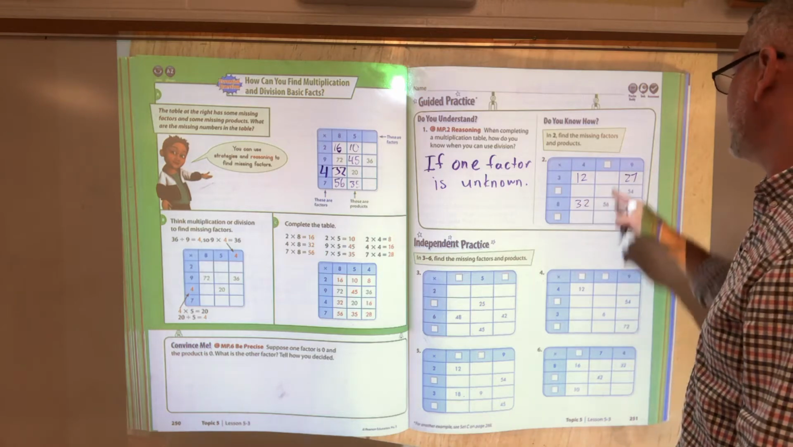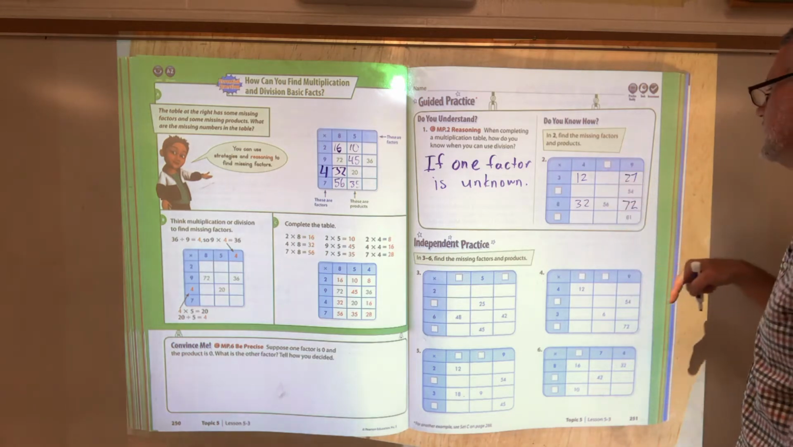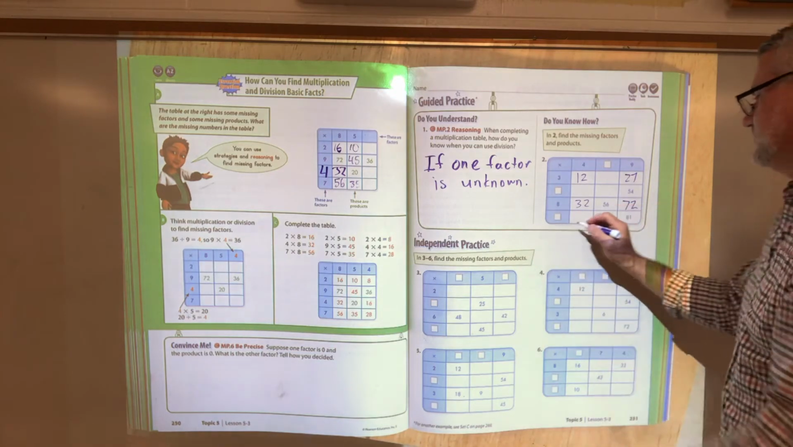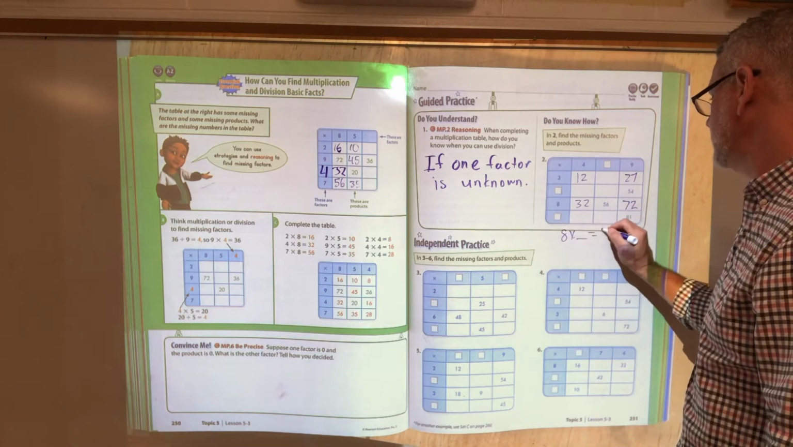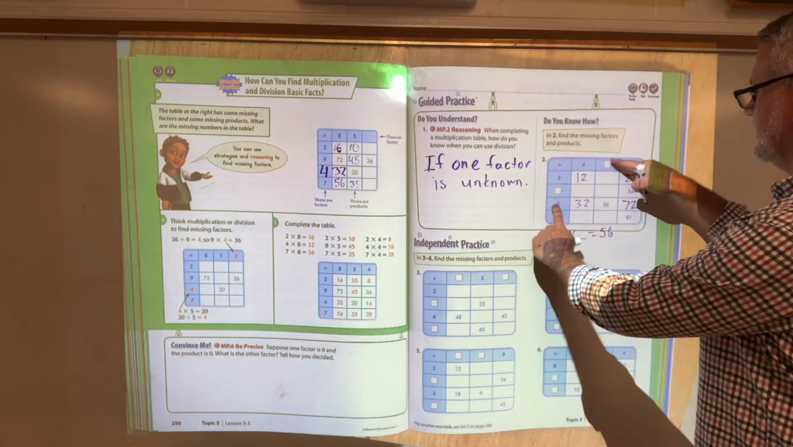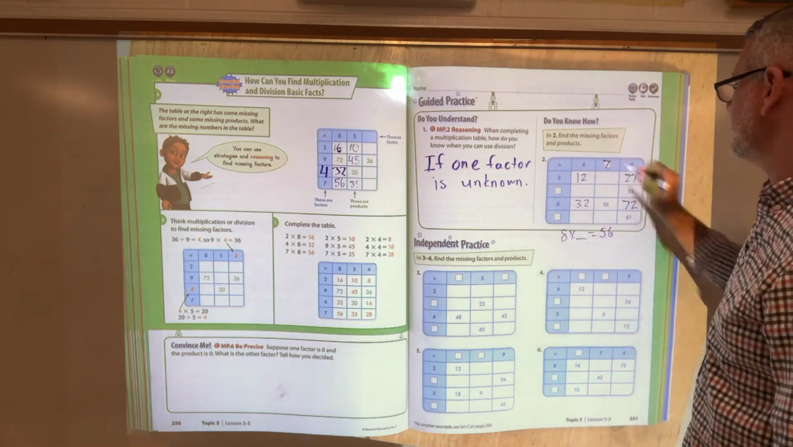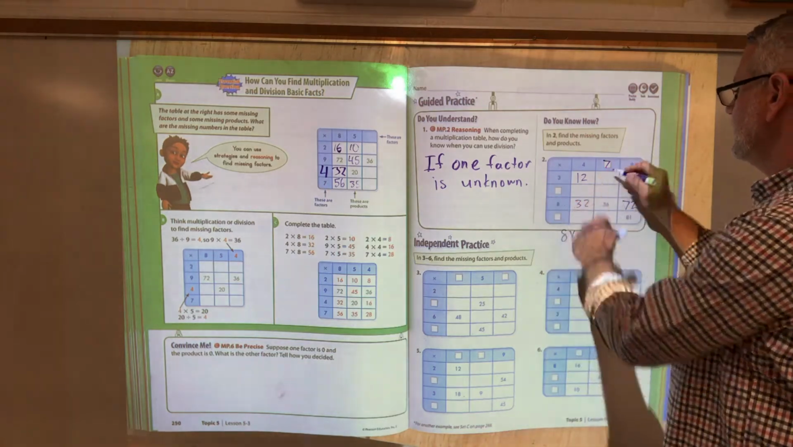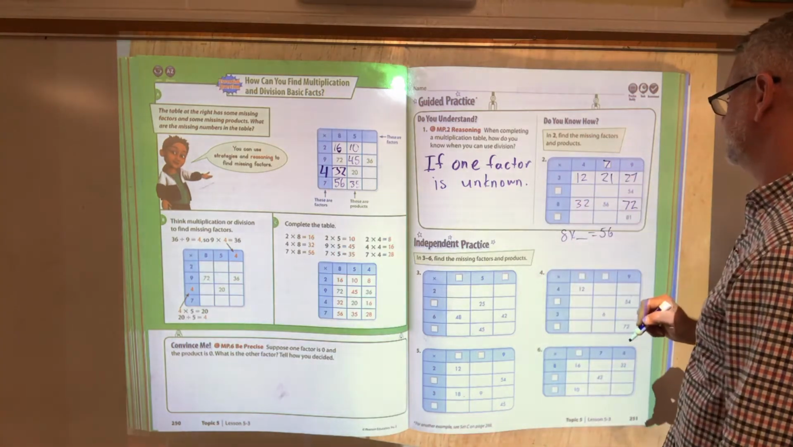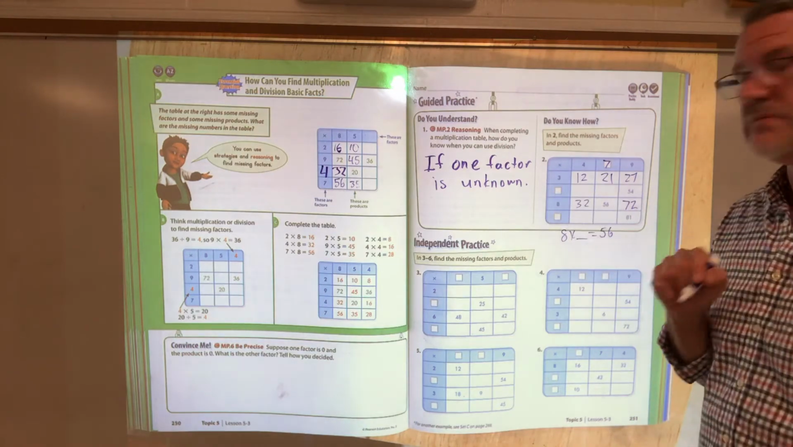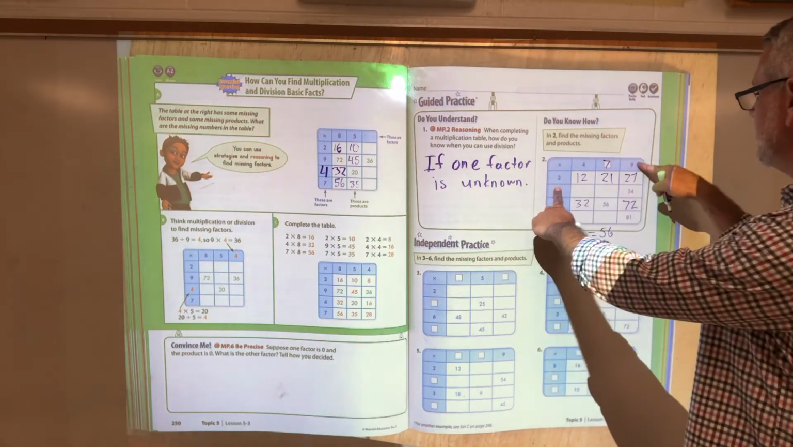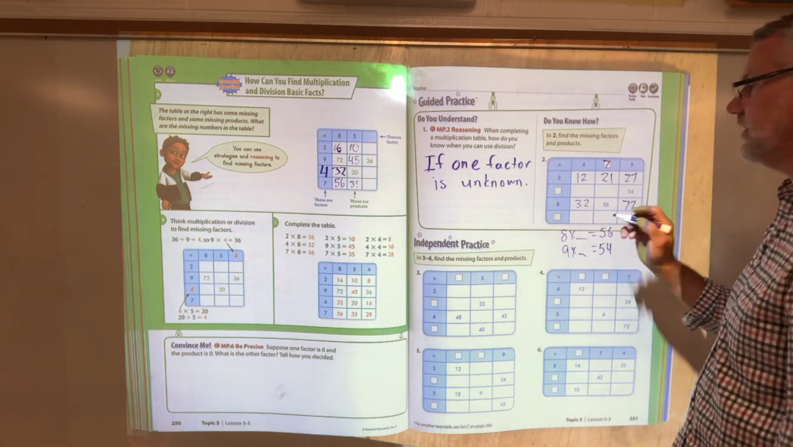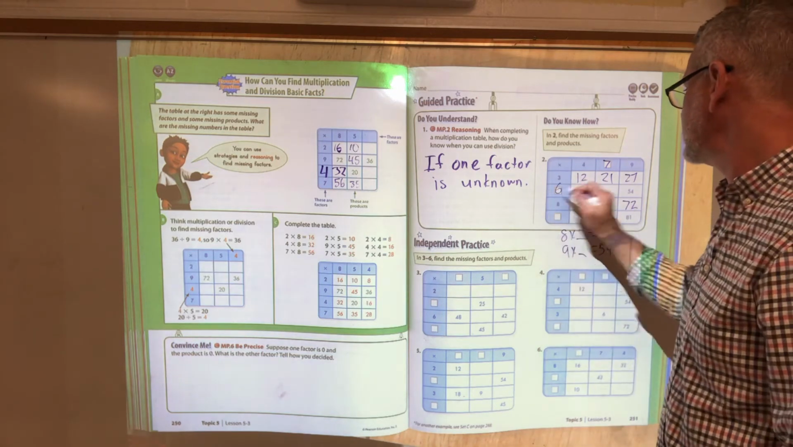Now we got some missing factors. Let's figure out this one first. No, actually we can't. I'm sorry. 8 times what equals 56? And that's going to be a 7. So now we know that factor is a 7, and we can fill this in. 3 times 7 is 21. But we don't know this. What we do know is something times 9 equals 54. And if you go back and think about it, the answer is 6.